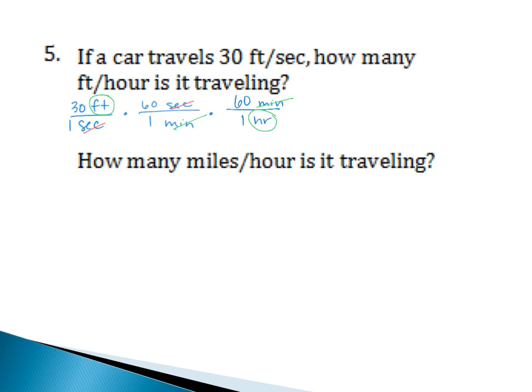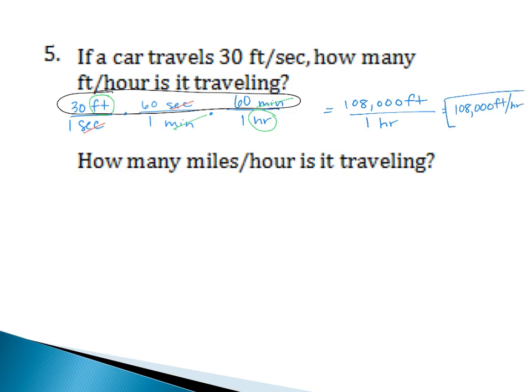And so the way that you do this is you multiply going across the top. You multiply these 3 things together. 30 times 60, which is 108,000. And the label up there is feet. And then on the bottom, we have 1 times 1 times 1, which is 1. And the label down there is hour. So what we are left with is 108,000 feet per hour. Haha, we converted it. Tricky.